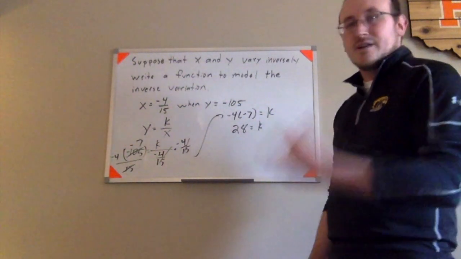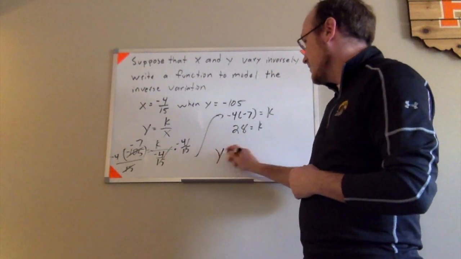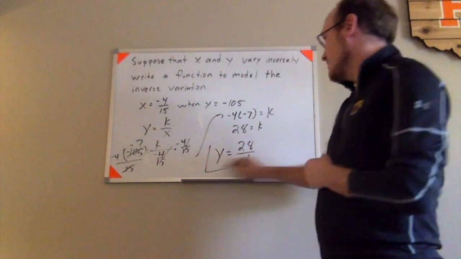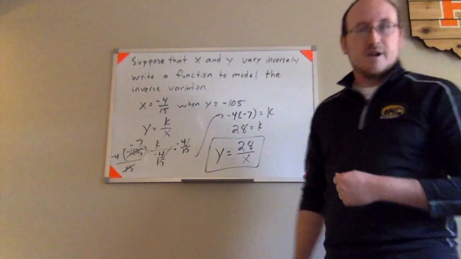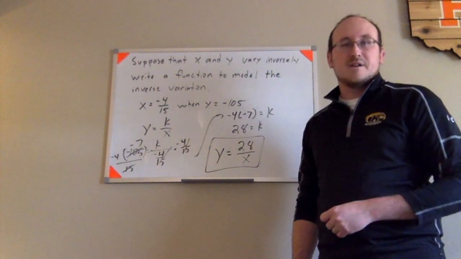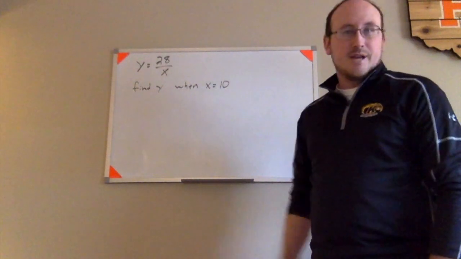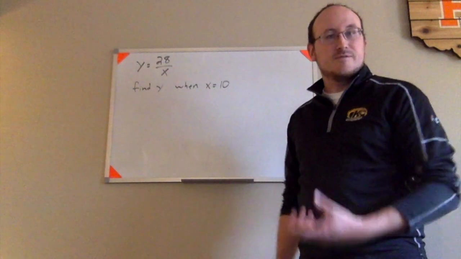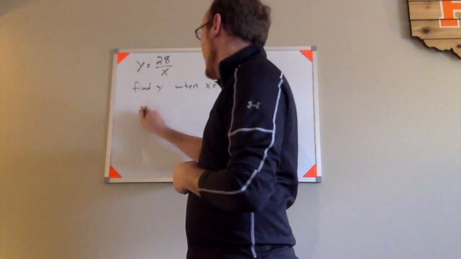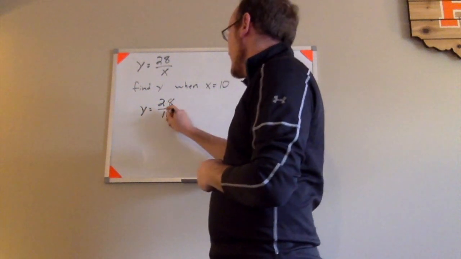Now that I have that, I can go ahead and actually write the function as y equals k divided by x. So my function would be y equals 28 over x. And here is my function for this inverse variation. Now we can take a look at this and use this function to figure out some values of x and y if we're given one or the other. If we want to find y when x is 10, now that we already have our inverse variation function, we just need to plug in the 10 for the x. So here we have y equals 28 divided by 10.